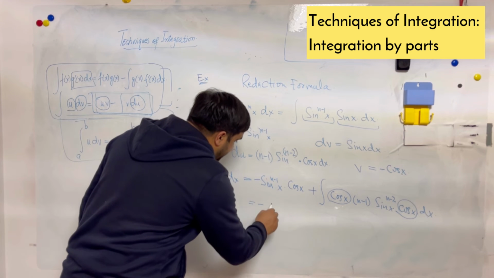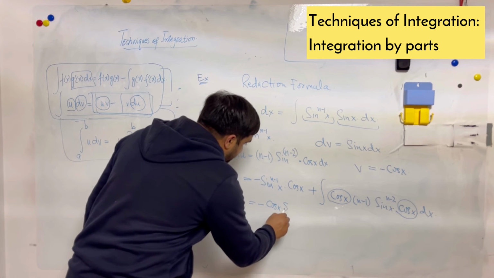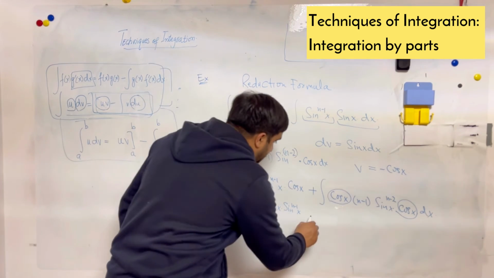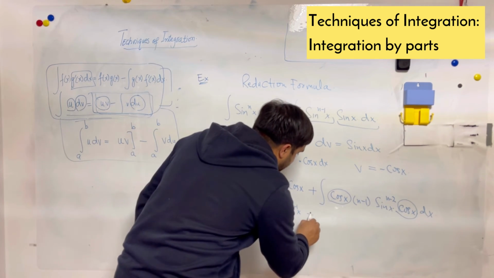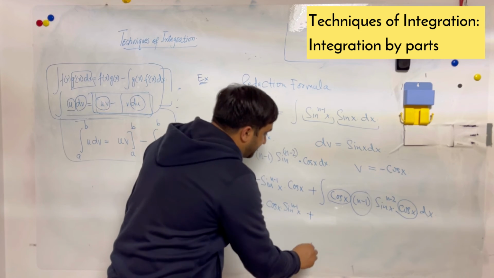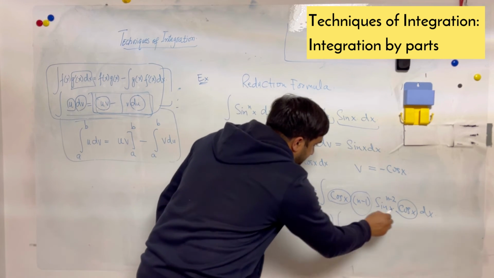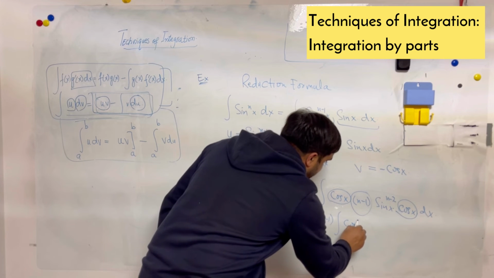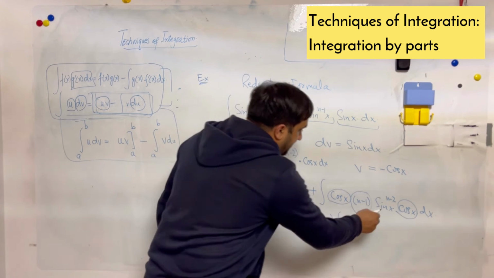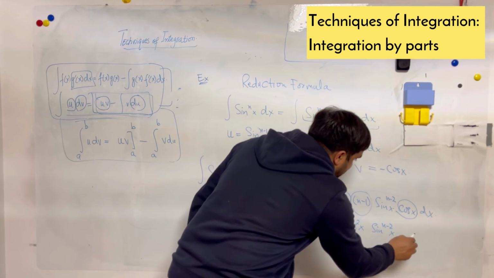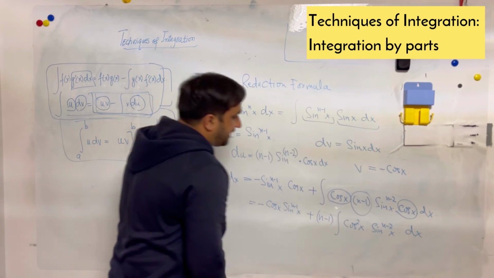Now we have two cos x in the multiplication, so we can multiply them together. It becomes minus cos x sine raised to the power n minus 1 x, I just rearranged it, and plus n minus 1 is a constant, so I can take it out of the integral, and inside cos into cos becomes cos square x, and sine raised to the power n minus 2 x and dx. Any problem?